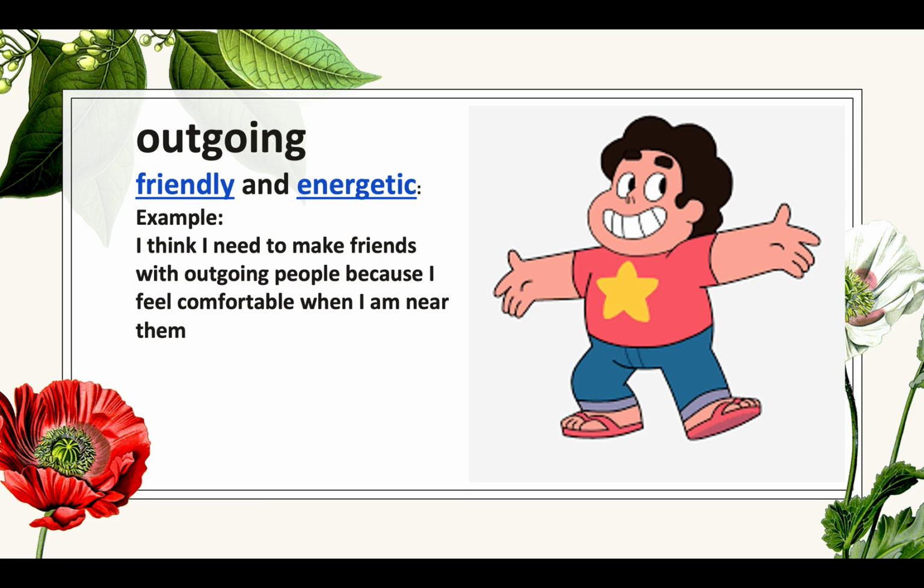And the next one, we have outgoing. Outgoing means friendly and energetic. For example, I think I need to make friends with outgoing people because I feel comfortable when I'm near them. So if you have friends who are outgoing, you will feel very comfortable being around them because I think outgoing people are very friendly, right? So they always are funny and they always talk about something, right? Energetic, right? You feel very comfortable when you are beside them.